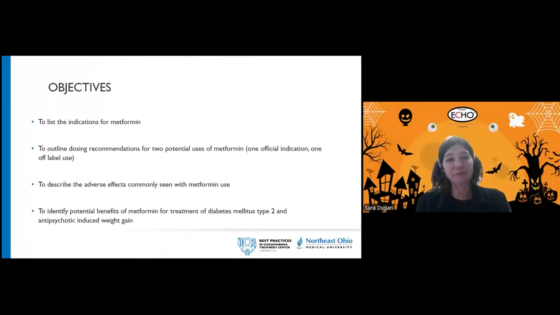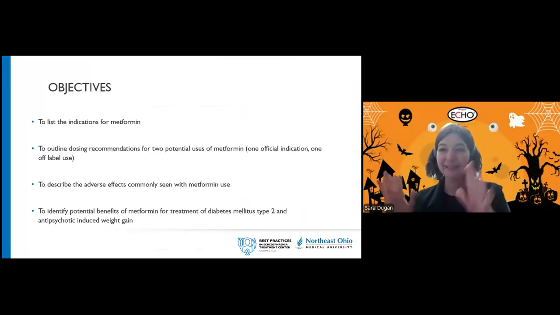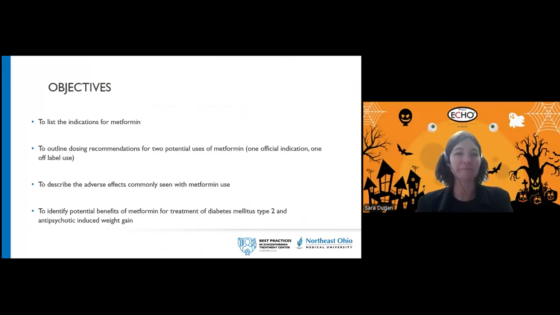All right, so from an objective standpoint, we're going to list the official indications for metformin. I put this in here, so this is my reminder to include a disclaimer because we also are going to be talking about some off-label uses of metformin. And actually, some of the focus will be a little bit on those off-label uses of metformin.